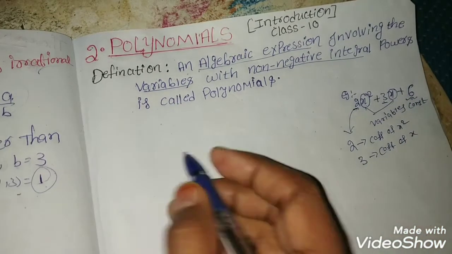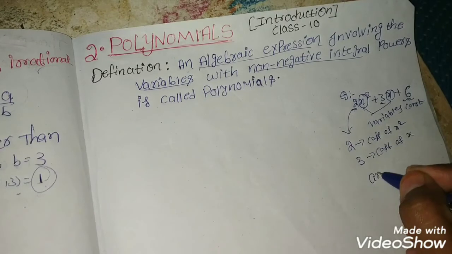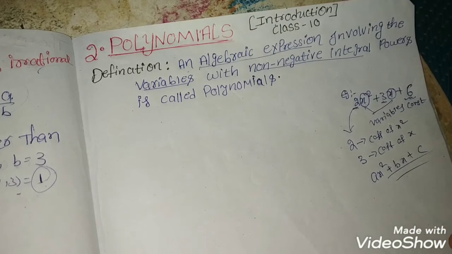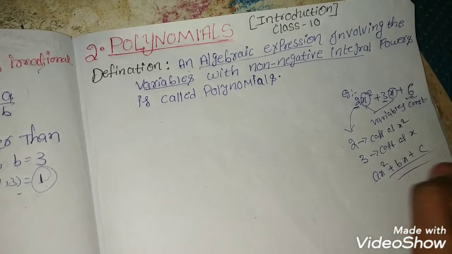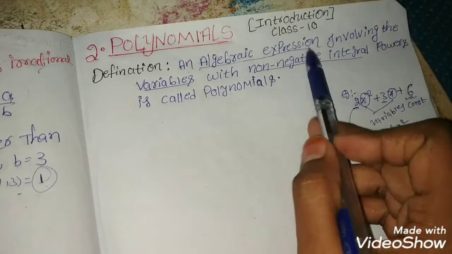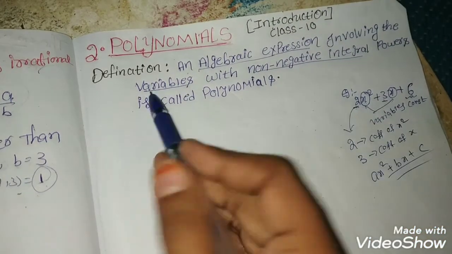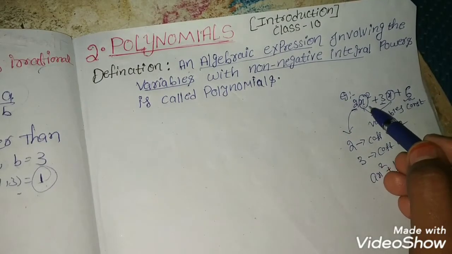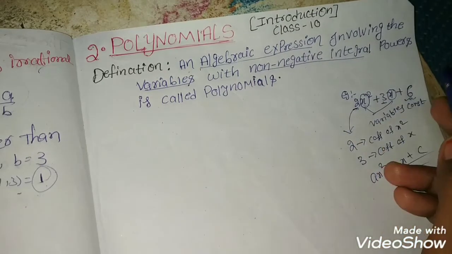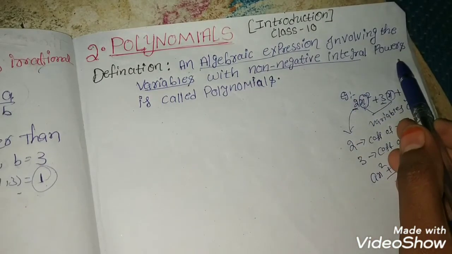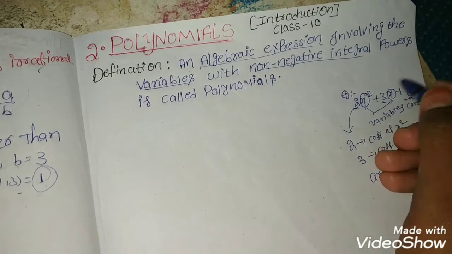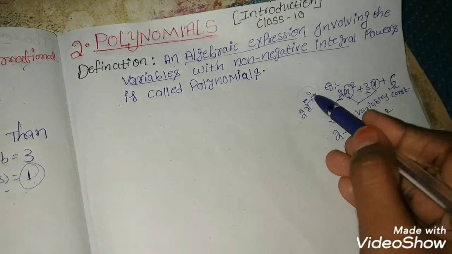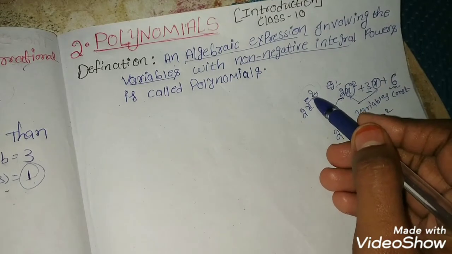Next, basically we can write it like ax square plus bx plus c. This is an algebraic expression. We have to write it in this form. So listen: an algebraic expression involving the variables. What is the variable here? The variable is x. x is a variable with non-negative integral powers. What are non-negative integral powers? That means the power must be positive.